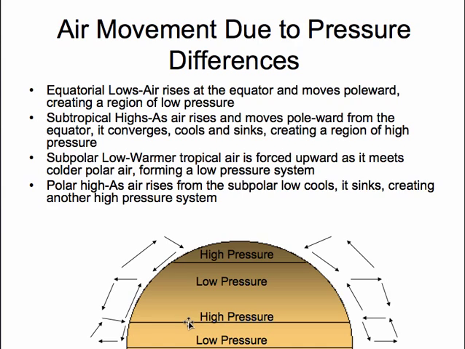Then we have an area of low pressure here, which is your subpolar low, in which warm tropical air is forced upward as it meets the cold polar air, forming an area of low pressure. And then you have a polar high, where the air rises from the subpolar low, sinks, creating an area of high pressure.